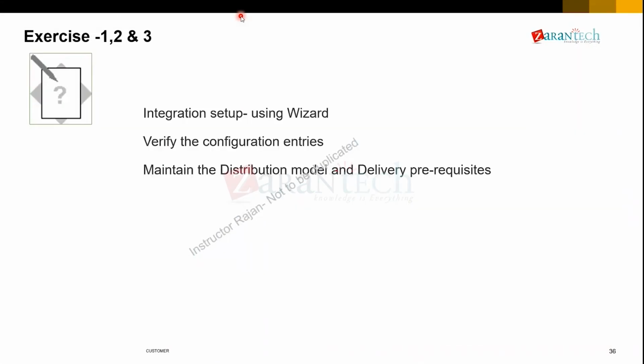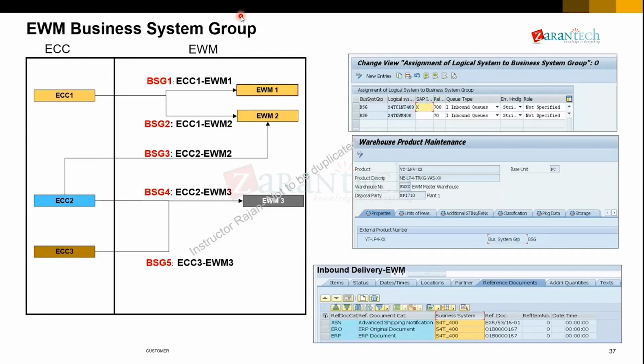Now, as I said, we are done with 1, 2, and 3. The distribution model is also completed, and you can appreciate the significance of the business system group. Just now somebody asked the same question. If there are multiple ECC pointing to one EWM, and assuming the same product code is used, it's slightly tricky if it is non-harmonized. If it's harmonized, then it's okay. But if it's non-harmonized, you need to have some considerations, or some special notes have to be kept in mind.